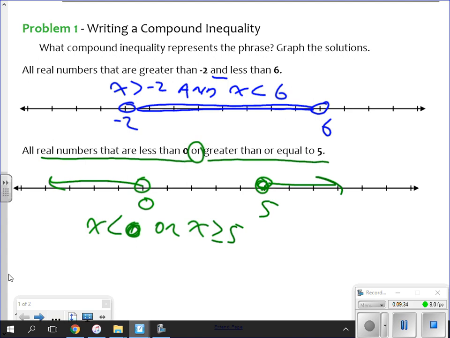Does that make sense so far? And means both things need to be true. This and that. Both conditions need to be met. Or means one or the other. It's either this one or this one. Either one's okay. I don't need to meet both. But and means I need to have both. And you have the overlap. It's between the two numbers, or it's on the outside of the two numbers.